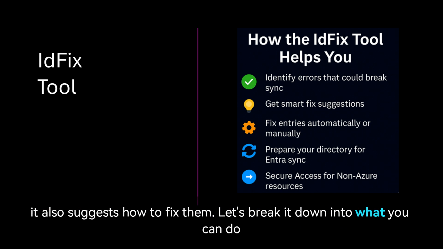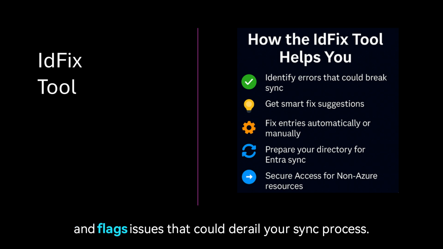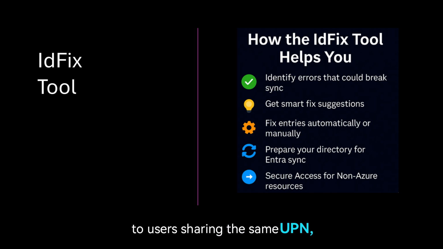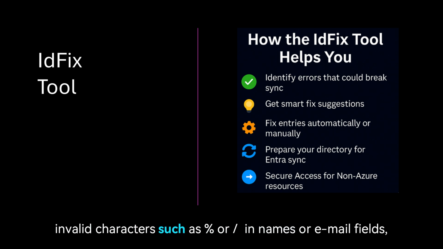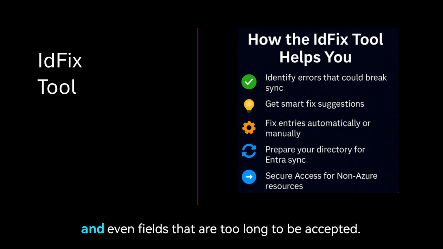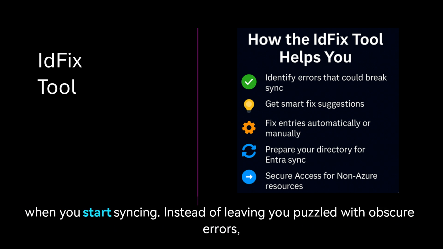Let's break it down into what you can do with IdFix. Once you run the IdFix tool, it scans your entire on-premises Active Directory and flags issues that could derail your sync process with Microsoft Entra ID. You'll quickly find problems like duplicate user attributes, two users sharing the same UPN, invalid characters, such as % or in names or email fields, improper formatting, like spaces in email addresses, and even fields that are too long to be accepted. Catching these errors early means you won't run into nasty surprises when you start syncing.